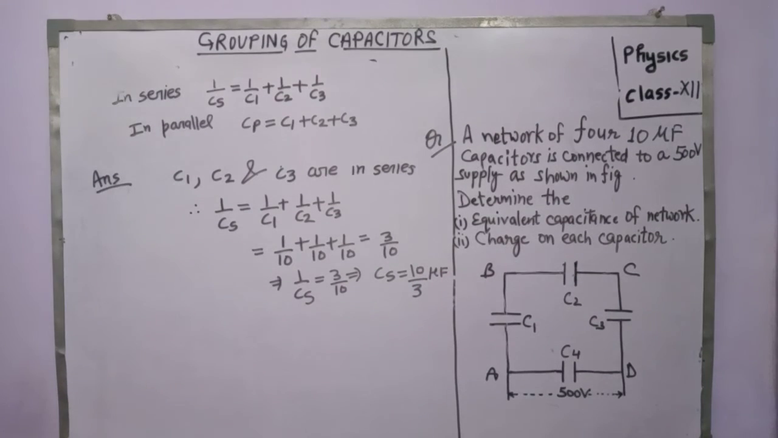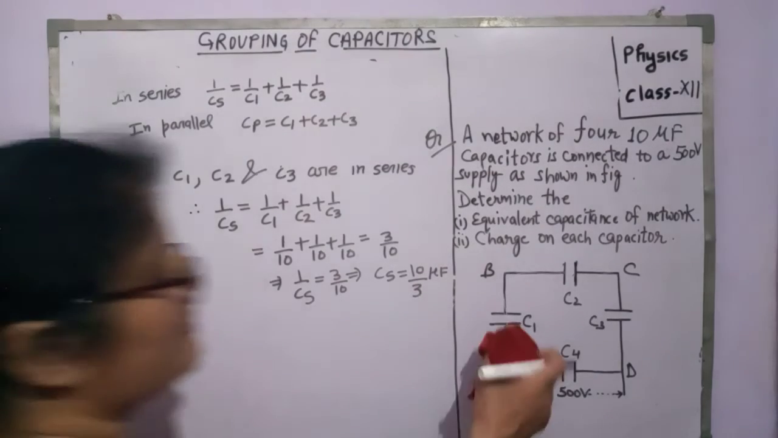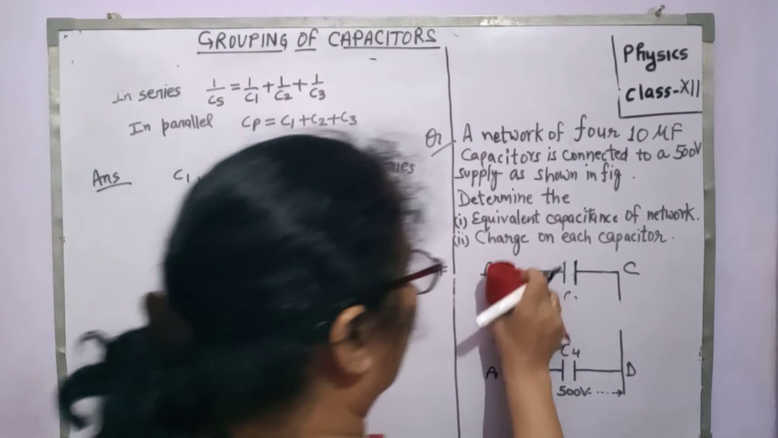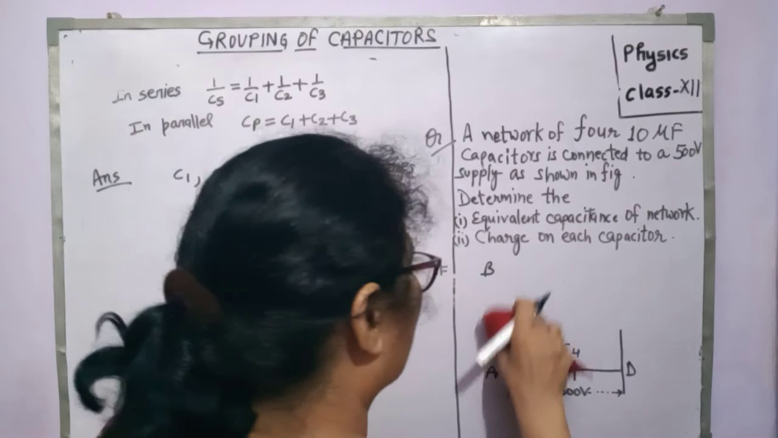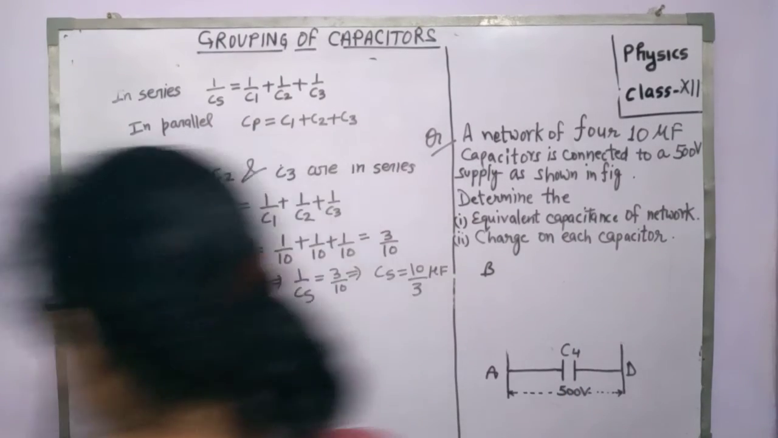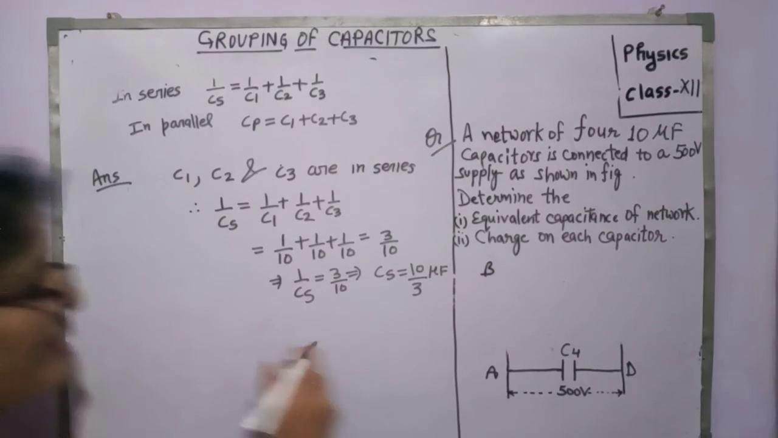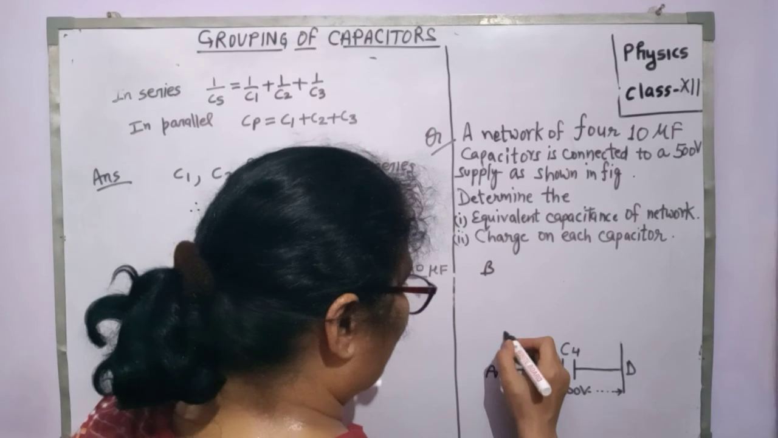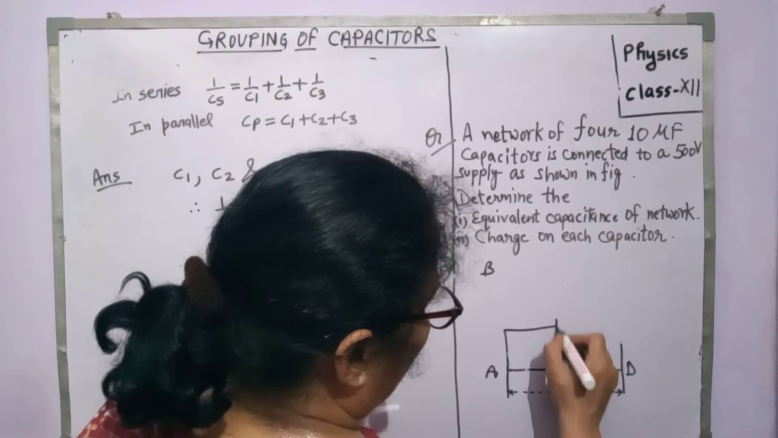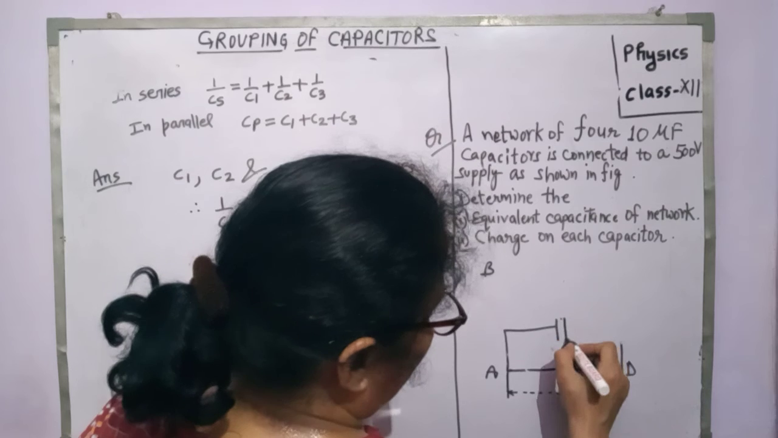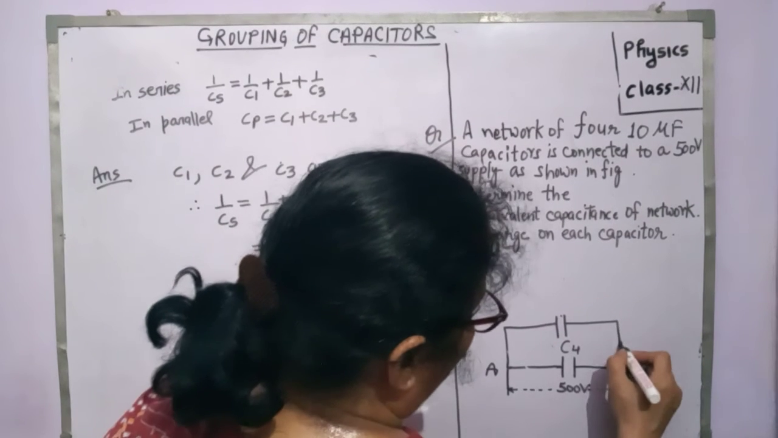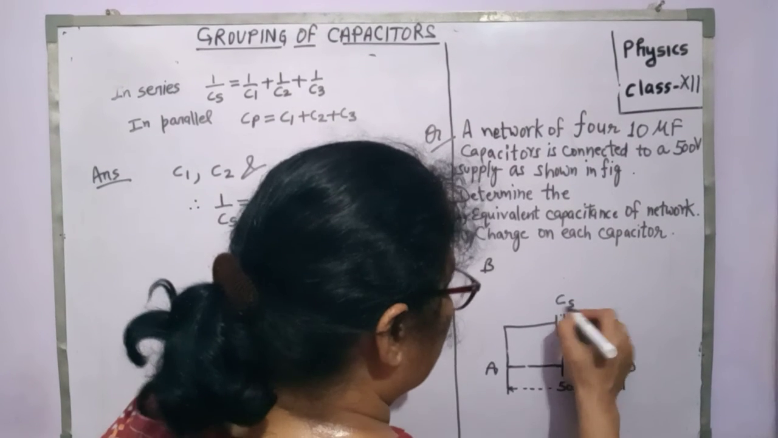Now you can see here, in place of these C1, C2 and C3, we can write only one equivalent capacitor whose capacitance is Cs. In simplification form, you can draw only one capacitor. This one is one capacitor and its value is Cs.